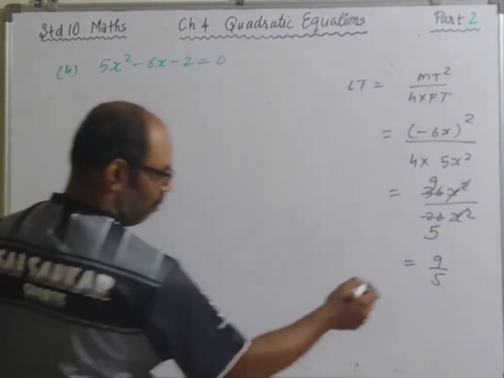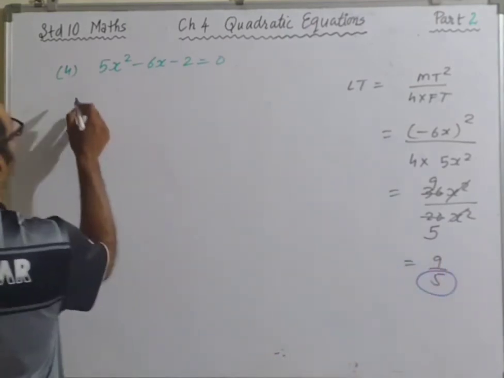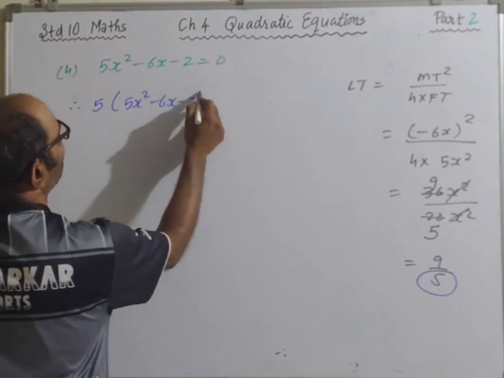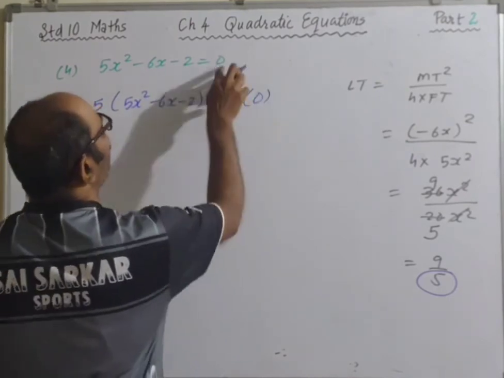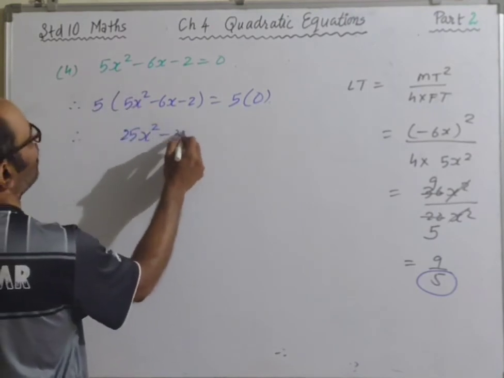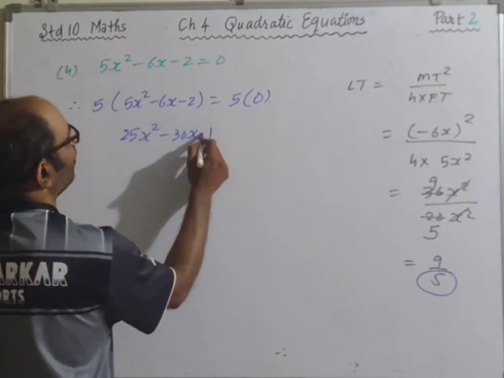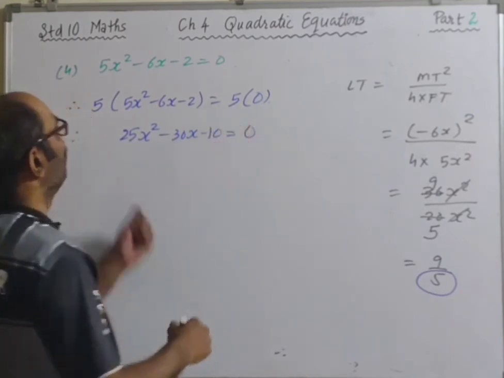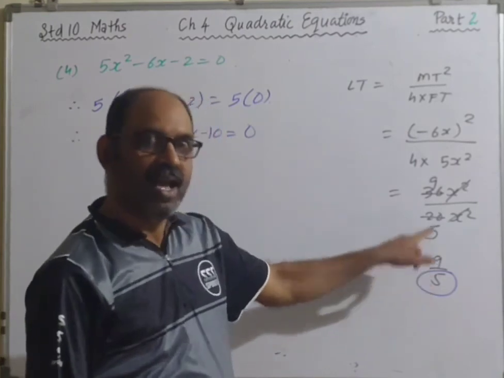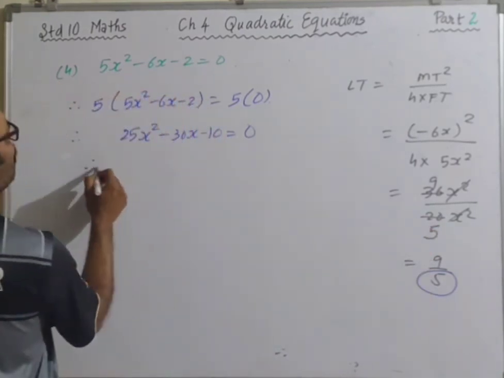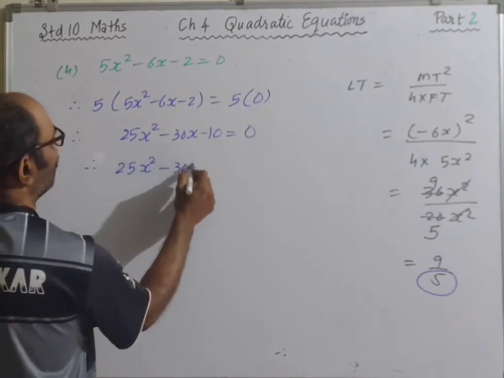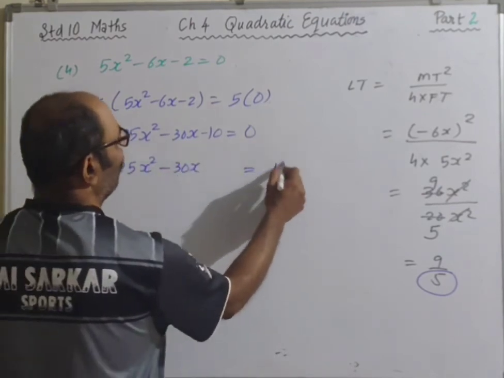So what will we do? Multiplying 5 on both sides. Therefore 5 times 5x square minus 6x minus 2 is 5 times 0. Distribute this: 25x square minus 30x minus 10 is equal to 0. First term is a perfect square now. Now what do you have to add? 9, and subtract 9 as well. These 3 terms I keep as it is: 25x square minus 30x.